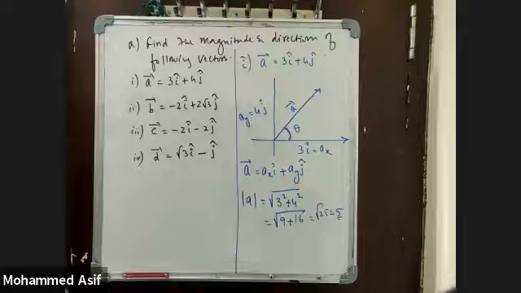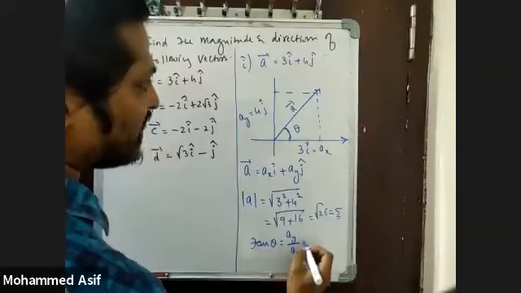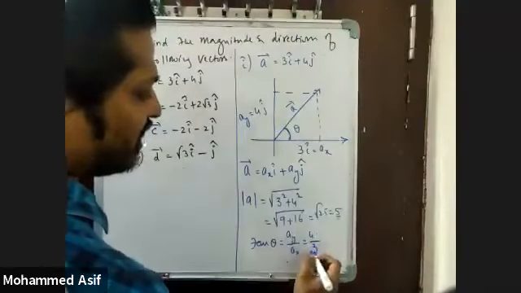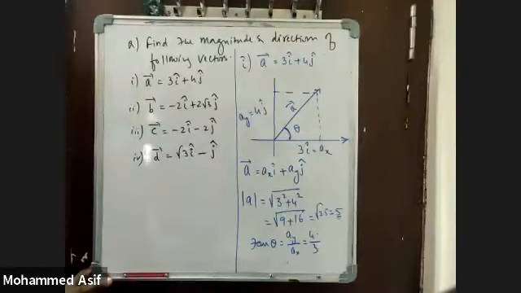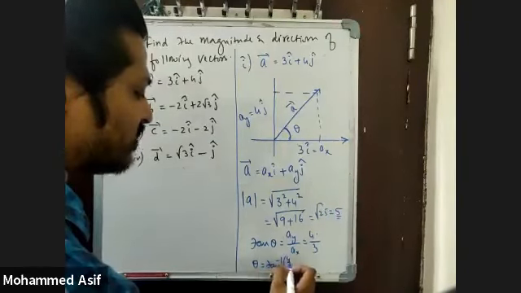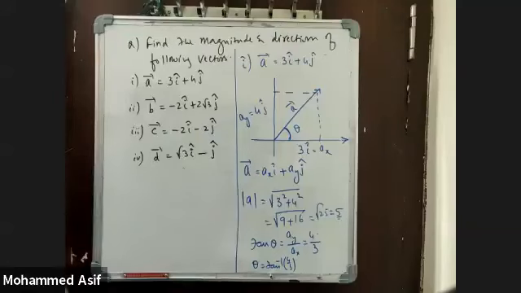And direction will be equal to how much? Tan theta is equals to ay by ax. Ay is 4, j cap is nothing but 1, ax is 3. So tan theta is equals to 4 by 3. That means theta is equals to tan inverse of 4 by 3. You know the value of 4 by 3 is 1.33. In degrees.